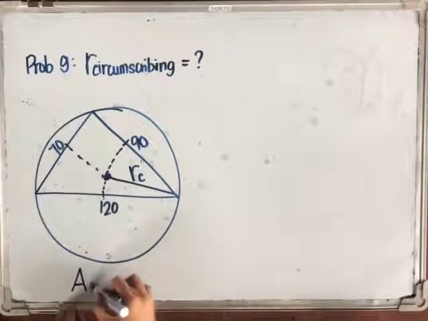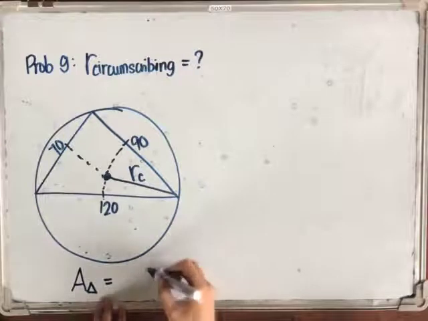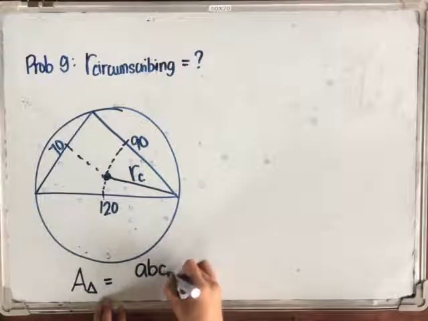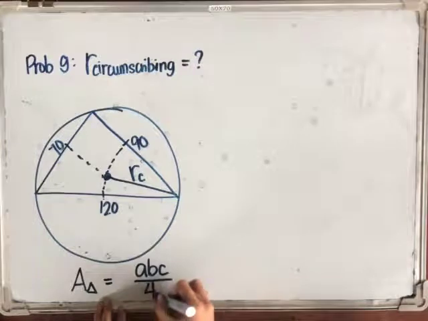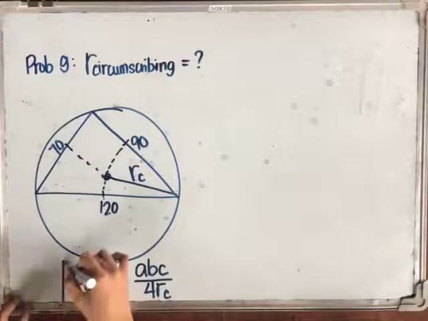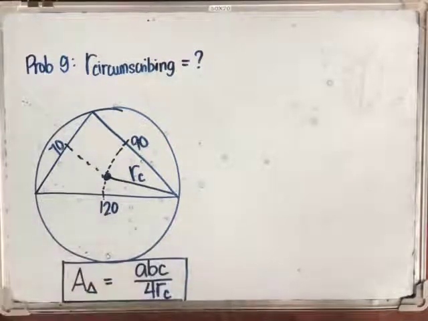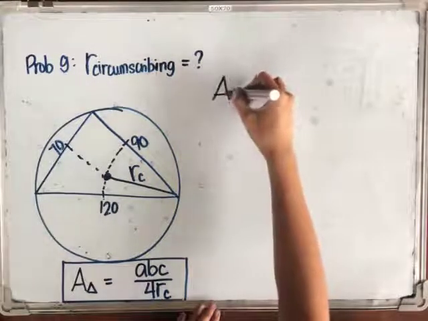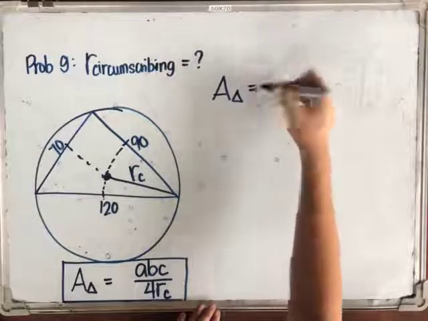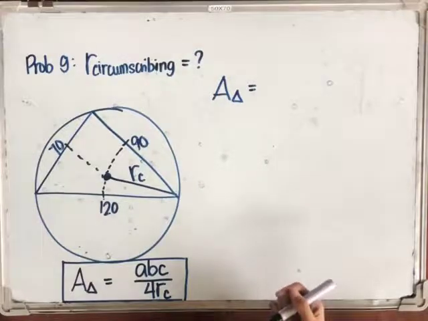Area ng triangle daw is equal to ABC over 4 R sub C. This is a very important formula for circumscribing circle. ABC over 4 R sub C. Siyempre, hindi na magbabago yung area ng triangle. Kung ano yung na-compute natin kanina, yun na din yun. Kasi we're talking about the same triangle.